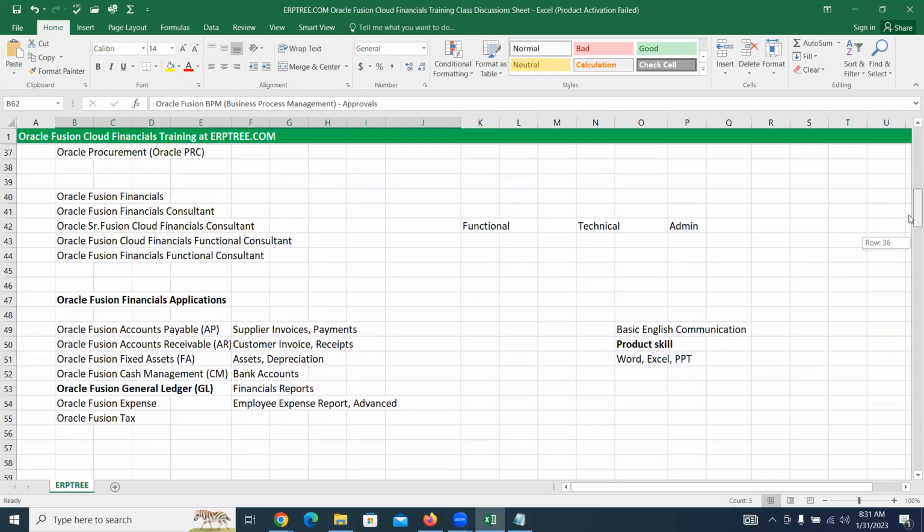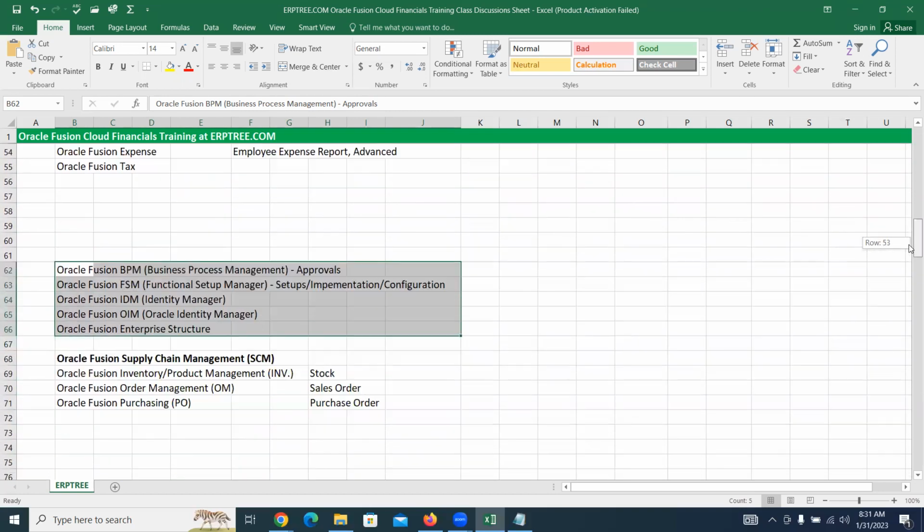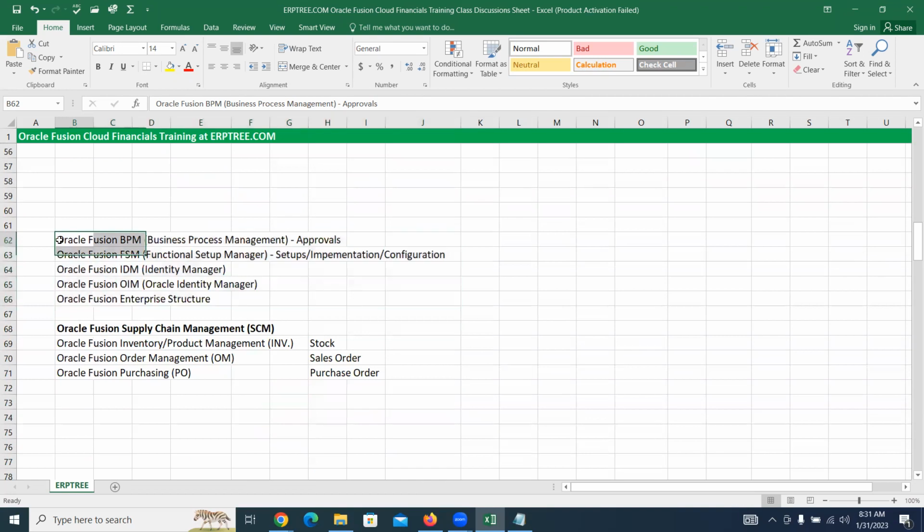Any questions from anyone, please? Primarily, we discussed these two sets of data. Any questions, please?